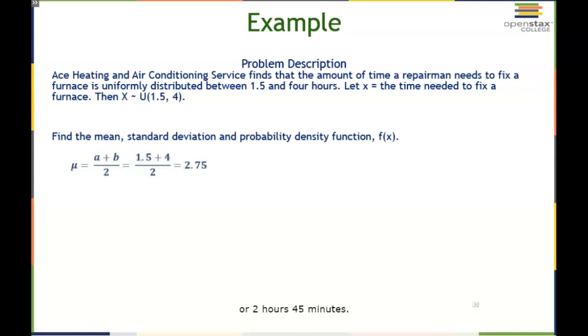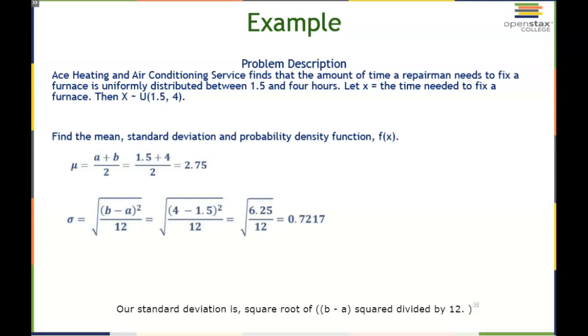45 minutes. Our standard deviation is the square root of b minus a all squared divided by 12. So we're going to take our high value, 4, minus our low value of 1.5, and square it. We get 6.25 all divided by 12. And if we square root that, we get, and this is pretty much a calculator problem, you can throw it all in at one fell swoop to most calculators. Just be careful of your parentheses.